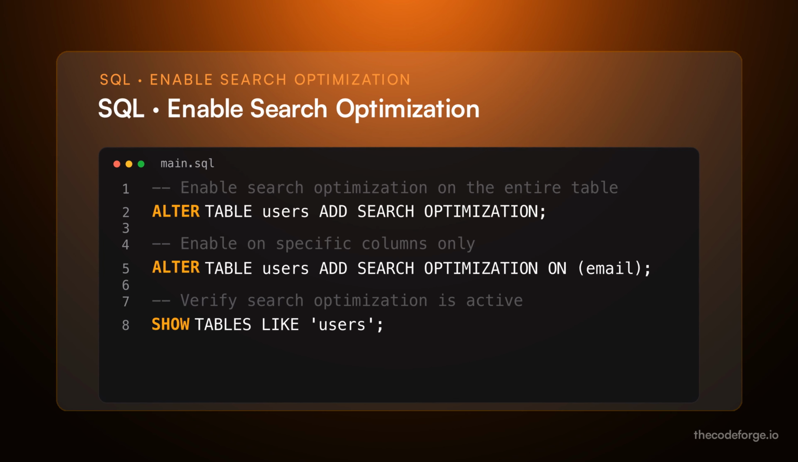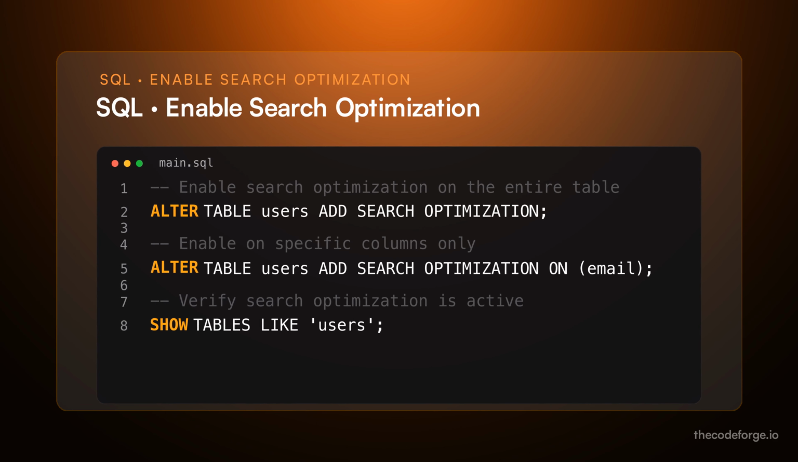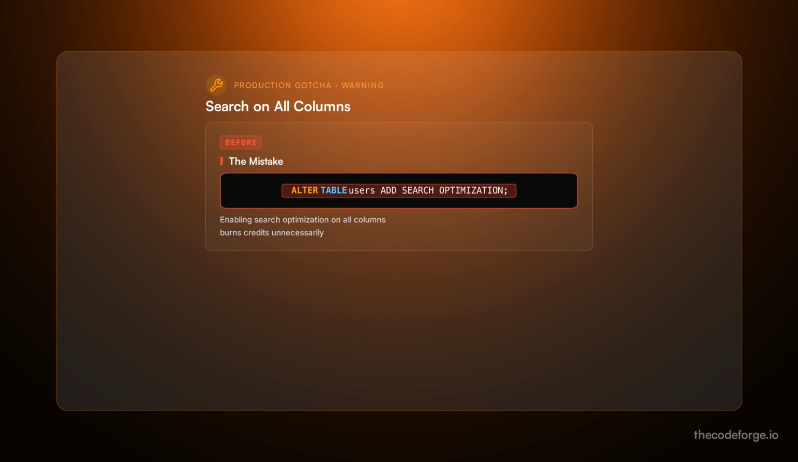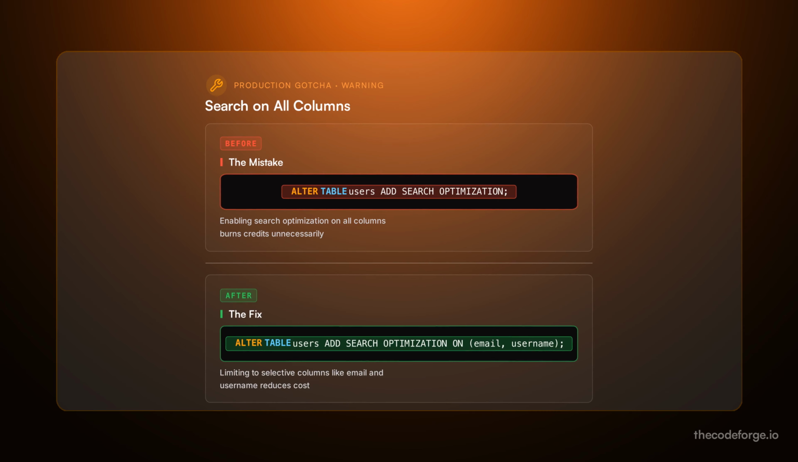Enable search optimization on the whole table or specific columns. Use SHOW TABLES to verify it's active. The initial build can take hours for large tables. Enabling search optimization on every column, as in the before code, burns credits unnecessarily. The fix limits it to columns used in selective queries like email and username, reducing cost.